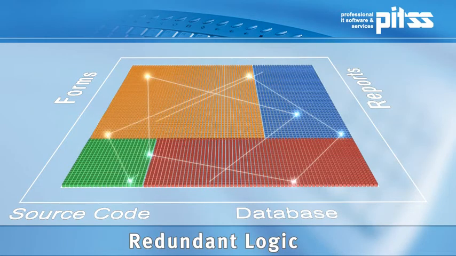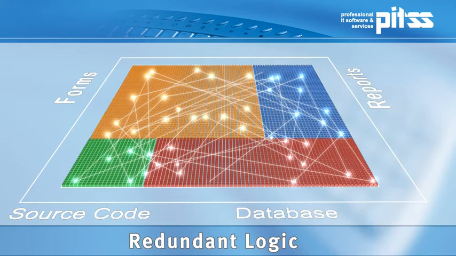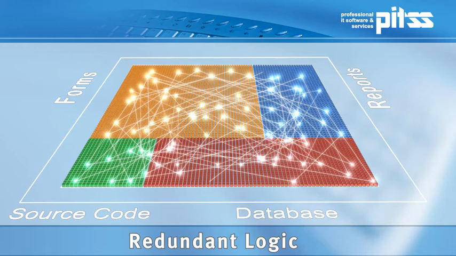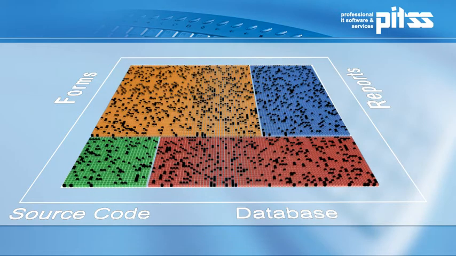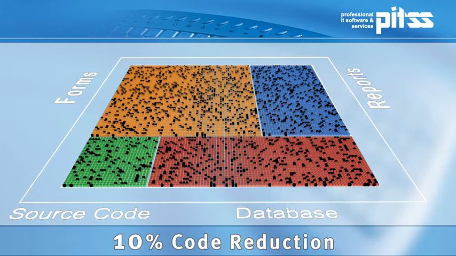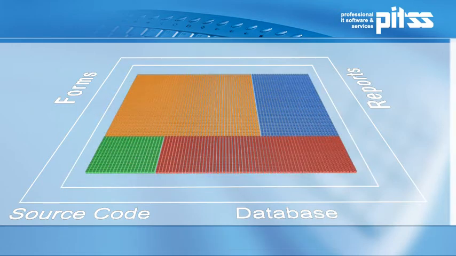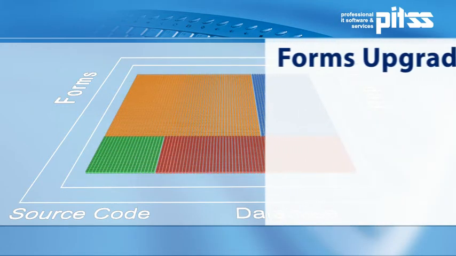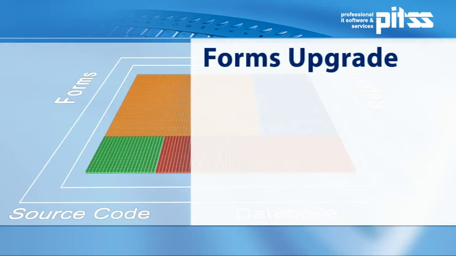Before the upgrade, PITSS.CON can identify redundant logic and so create the premise for bundling this logic, whereby the entire application is further reduced by an average of 10%. Let's take a closer look at the possible issues surrounding forms upgrades and how to work with PITSS.CON.